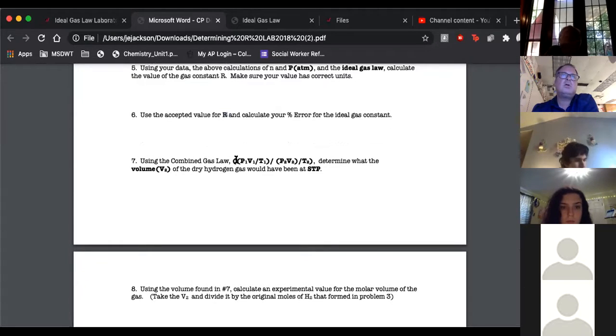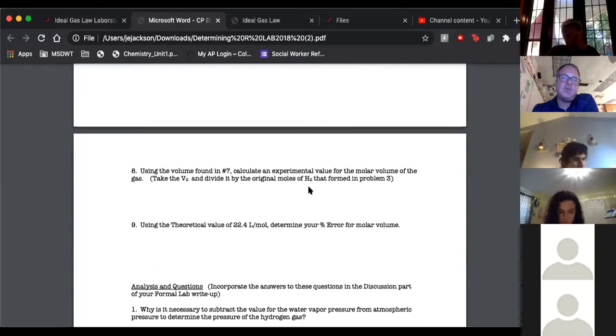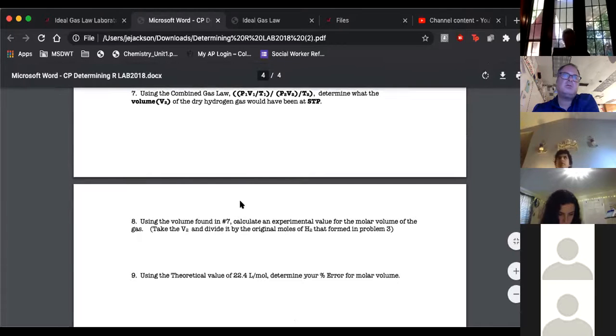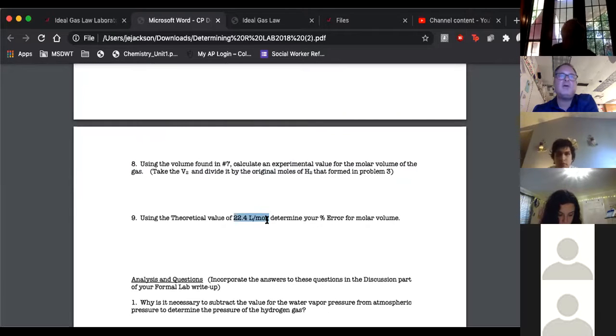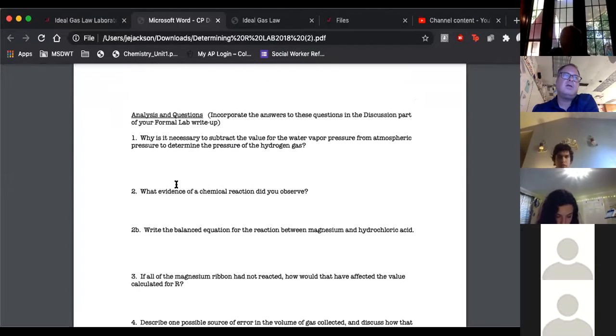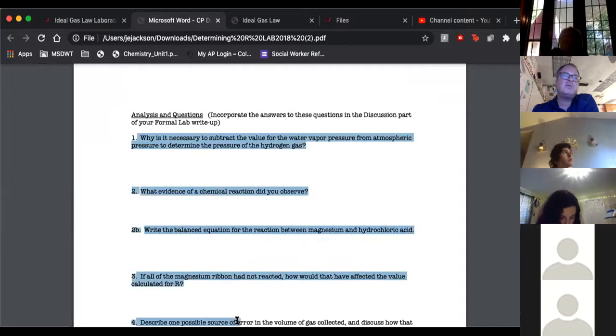Then you're going to assume that you have the initial pressure and temperature, and you're going to change that to STP, and you're going to solve for volume. The reason we do that is because we know at STP, 1 mole of any gas should take up 22.4 liters of space. So you're going to take the volume that you get, this V2, and divide it by the number of moles that you have of H2, and that will give you liters per mole. You're then going to use the 22.4 liters per mole, which is the known, and find the percent error there. Then using complete sentences, you will answer all of these questions.